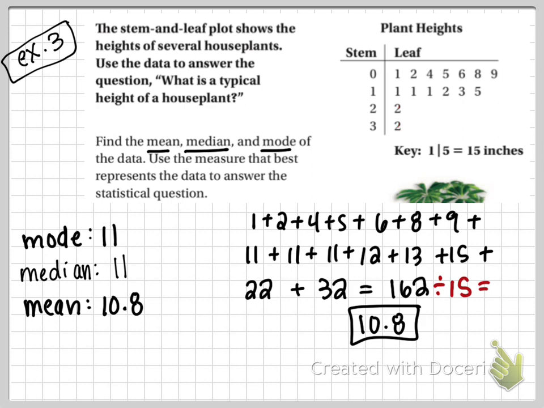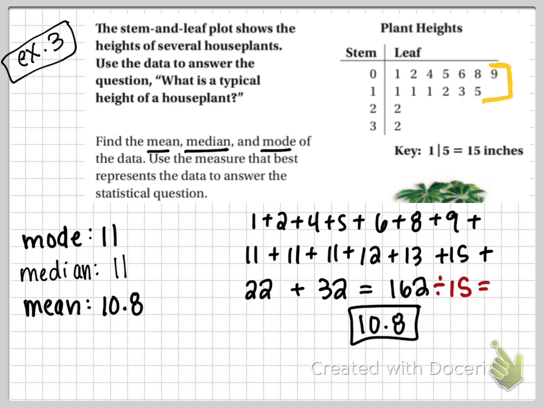So our mean, median, and mode are all pretty close together, 11, 11, and 10.8, which is almost 11. And we can see too that our data is distributed between basically 10 and 11. So those all kind of make sense.